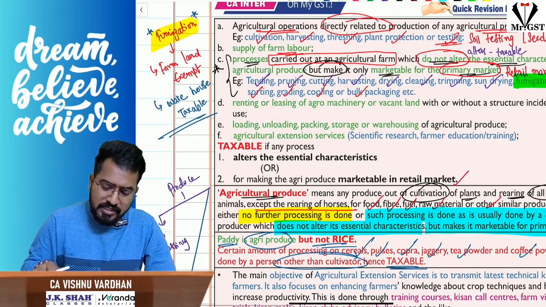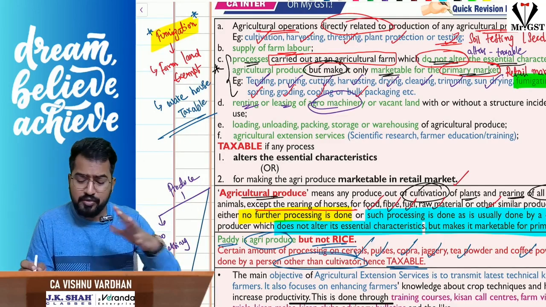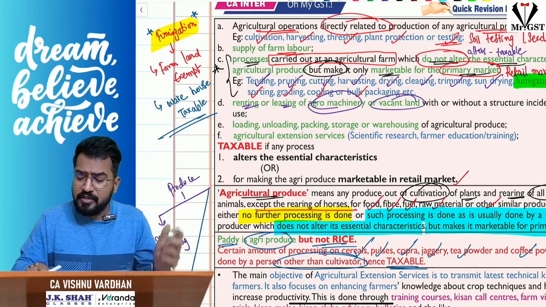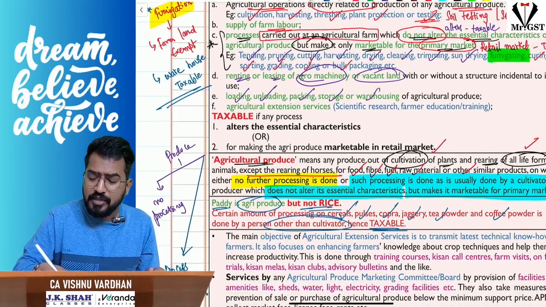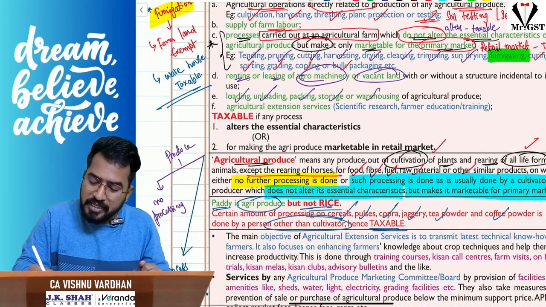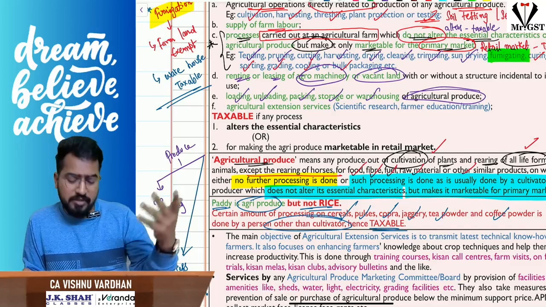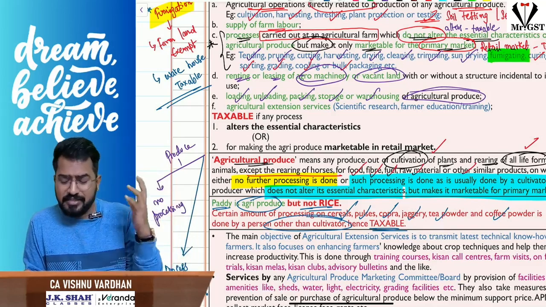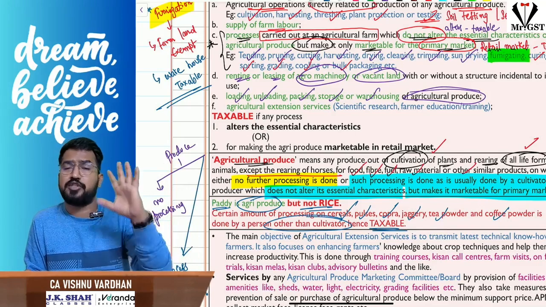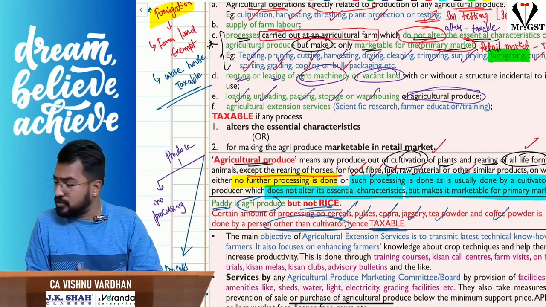So now the next one is renting or leasing of any agro machineries, machineries which are related to agricultural use. So renting of agro machinery or vacant land, all these things are exempt under GST. Loading, unloading, packing, storage or warehousing of rice we have seen, but here for agricultural produce, anything you are loading like potatoes, unloading tomatoes, packing any other fruits, vegetables, which satisfy the definition of agricultural produce, it is exempt under GST.